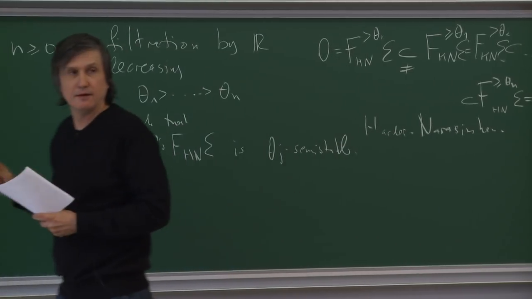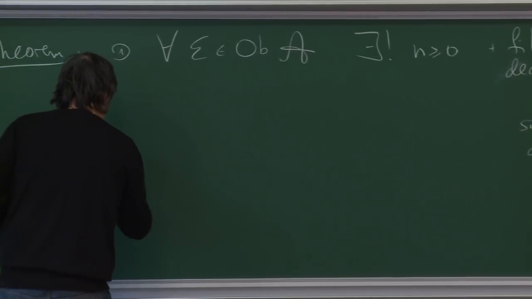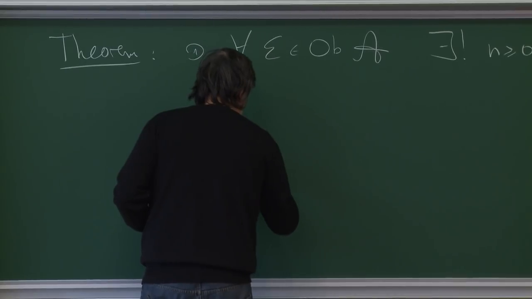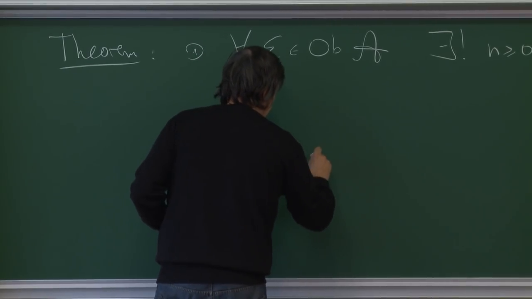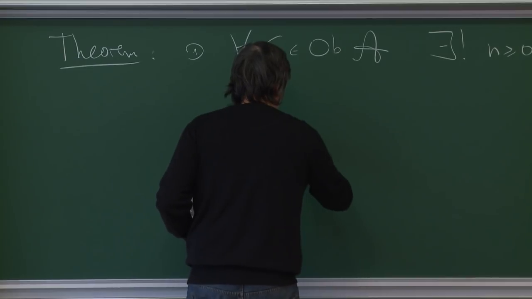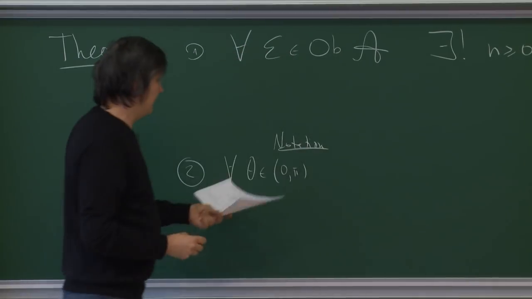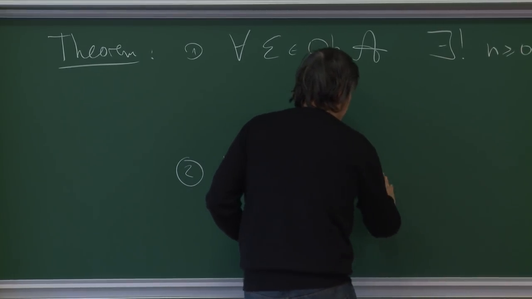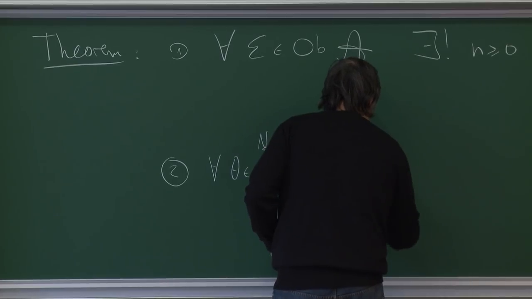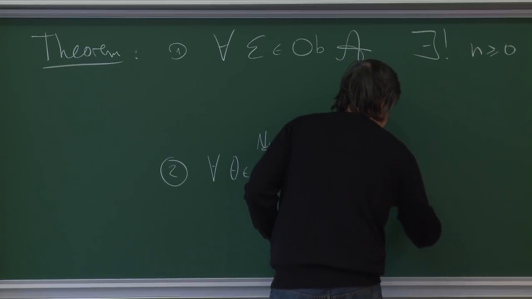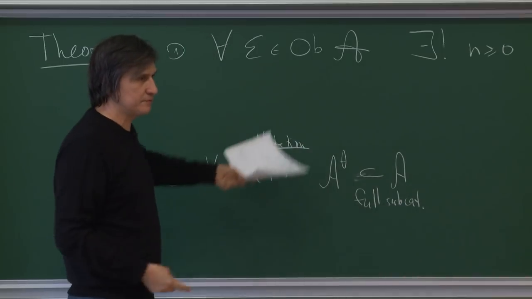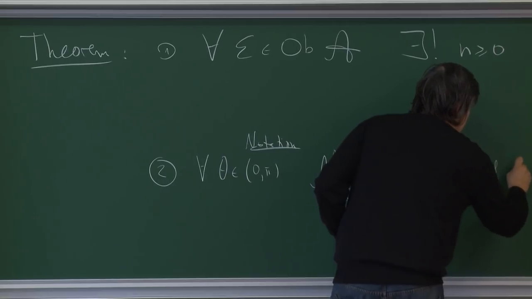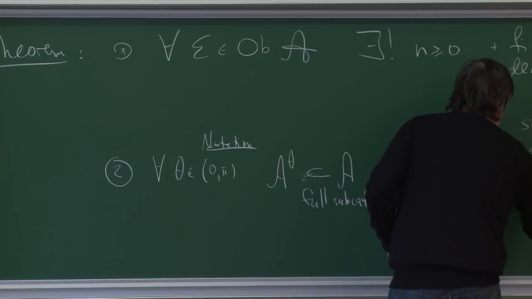Yeah, so that's the first basic fact. And the second is that for any theta — first let me introduce some notation. For any angle theta, denoted by A theta, it will be a full subcategory of A. Full subcategory means you have just a collection of objects with the same morphisms as in the ambient category, consisting of zero and theta semi-stable objects.